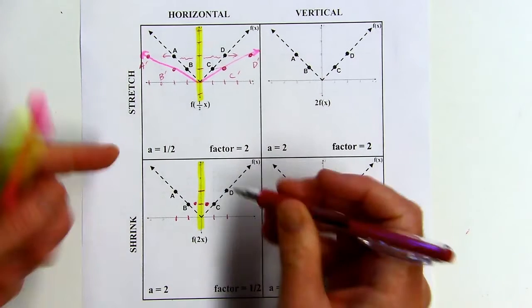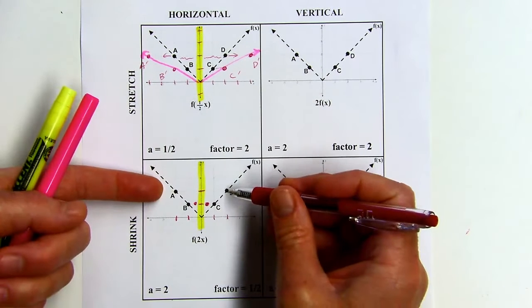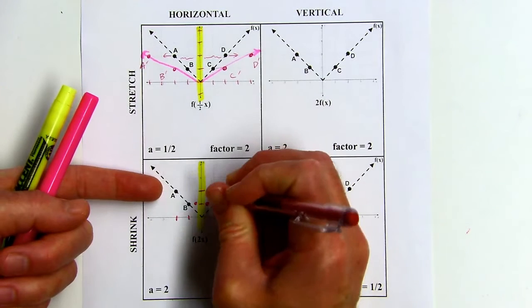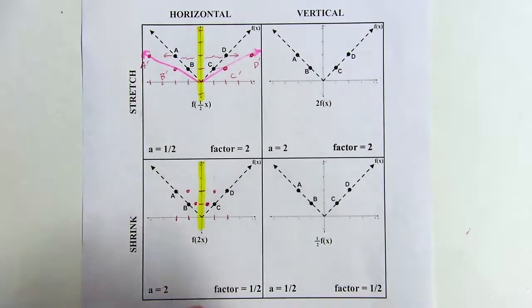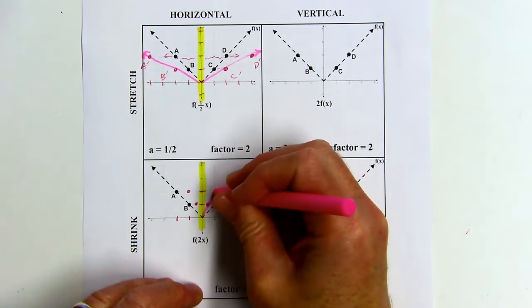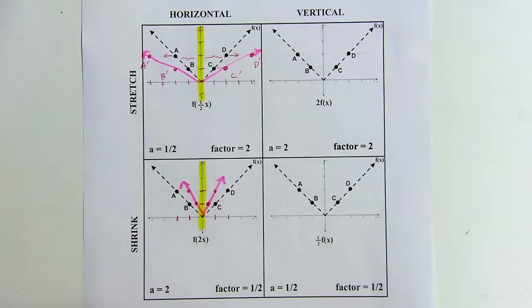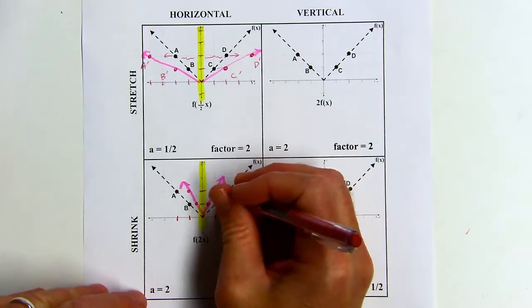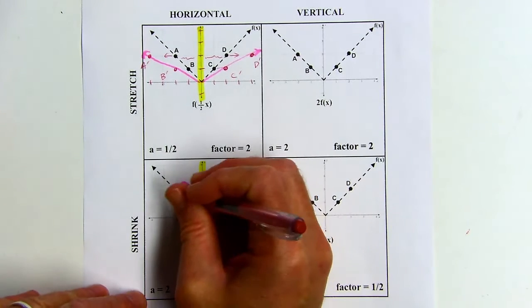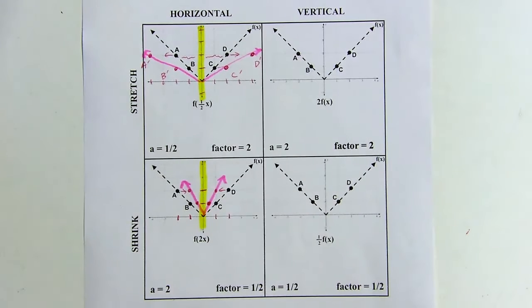Okay, and the top points are right now 2 units away, so I want to take half of that and make them 1 unit away. I won't label those points, but that's what they would look like. And so we're going to get something that looks like that. Okay, so those points are going to move in towards that axis. Okay, all right, let's look at the vertical ones.